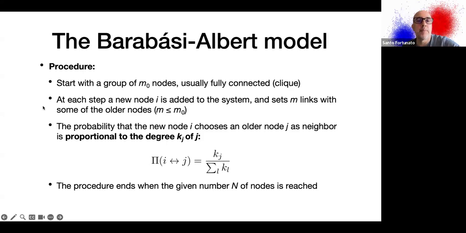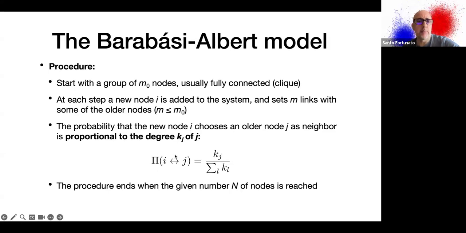The number M is the number of links, so the number of neighbors that this node is going to have. It is a constant, at least in the first version of the model, which is the one that I'm explaining to you. The probability that the new node I chooses an older node J as neighbor is proportional to the degree Kj of J. This is called a preferential attachment recipe.